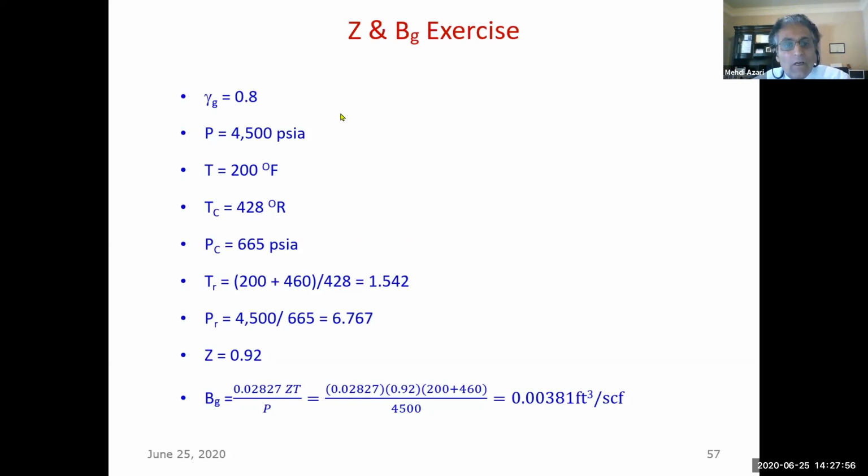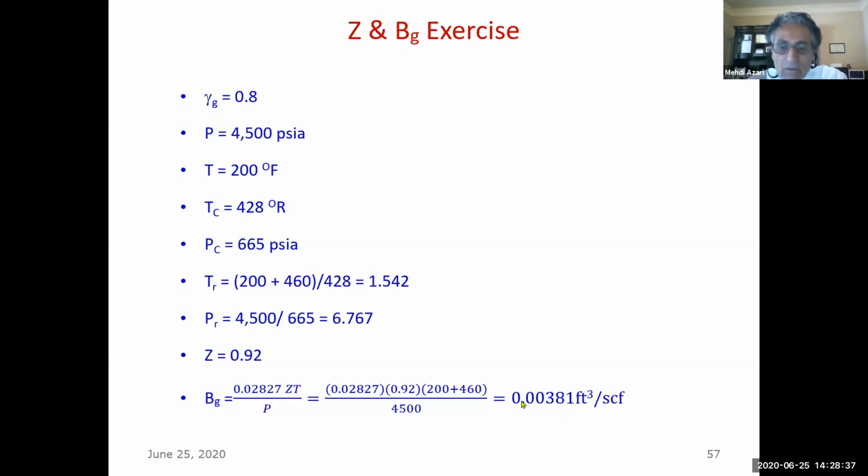So the Z and BG exercise: basically you have gamma G, pressure, and temperature. TC is 428. You can go to that chart, remember the chart that had PC and TC, PC here, TC on the top. You read PC and TC based on the gamma G, and then for the reduced values you divide temperature by TC, and reduced pressure is pressure divided by PC. Then you go to the Standing and Katz chart and get Z. Once you get Z, you can put it in this equation for BG, and the number is 0.00381 cubic feet per standard cubic feet.